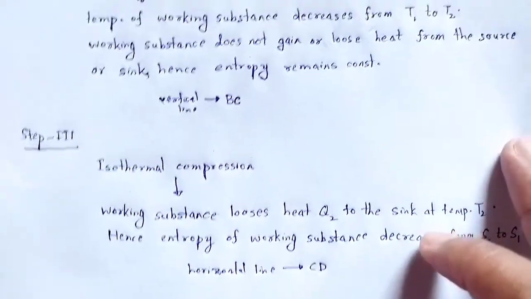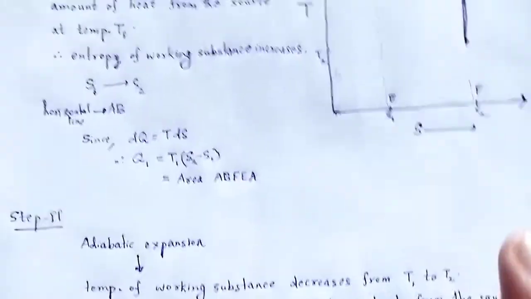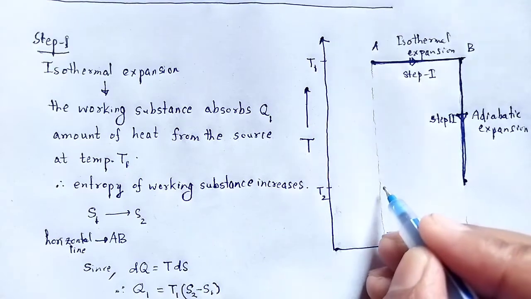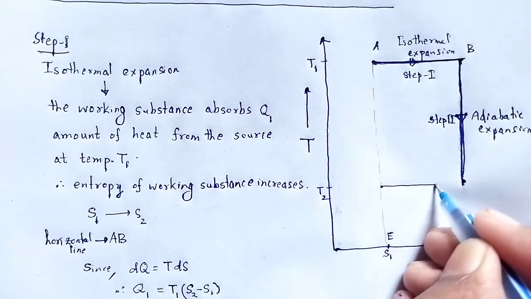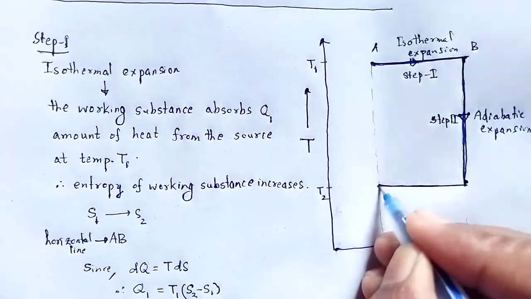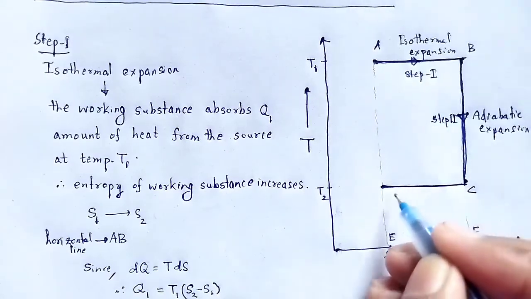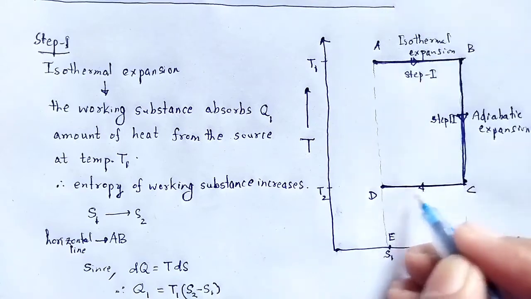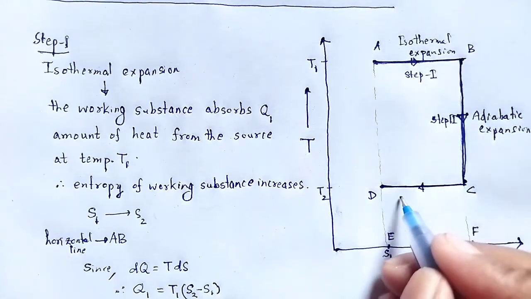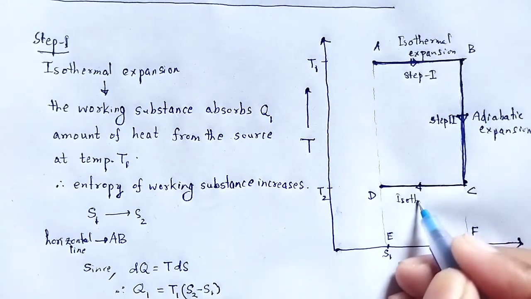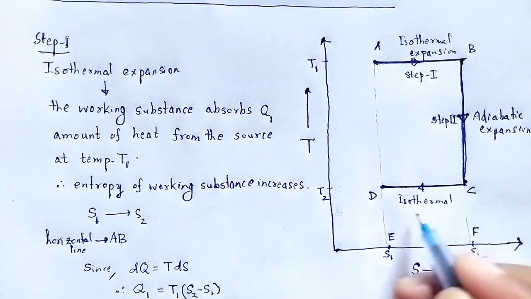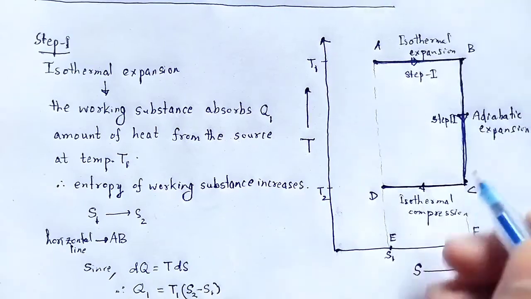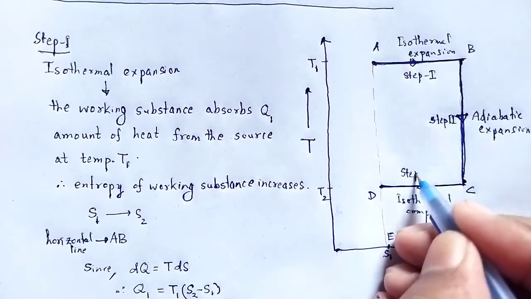So let's draw that graph here. The horizontal line is at T2. This portion, C to D, is known as isothermal compression, which is step number 3.